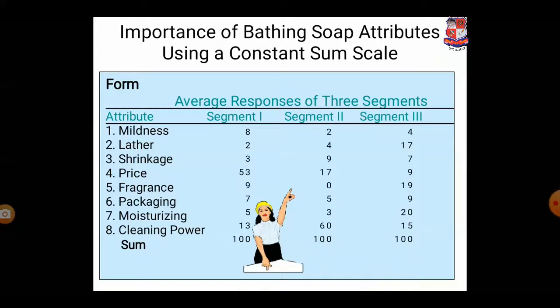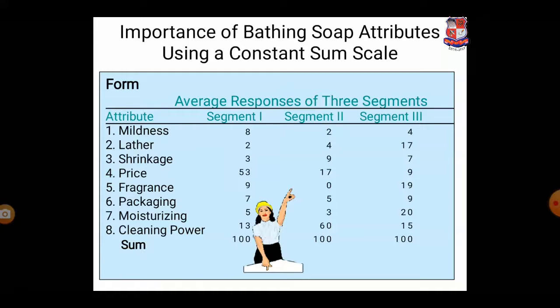Here you can see three different segments given, segment 1, segment 2 and segment 3. The different attributes mentioned about the soap are mildness, lather, shrinkage, price, fragrance, packaging, moisturizing and cleaning power. Again, for segment 1, segment 2 and segment 3, your sum should be constant, which remains 100 only. So out of 100, the customer needs to give a weight, points to the various attributes according to their importance.